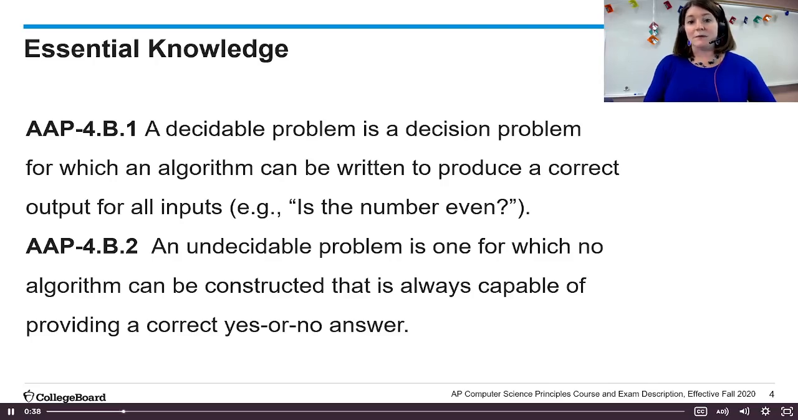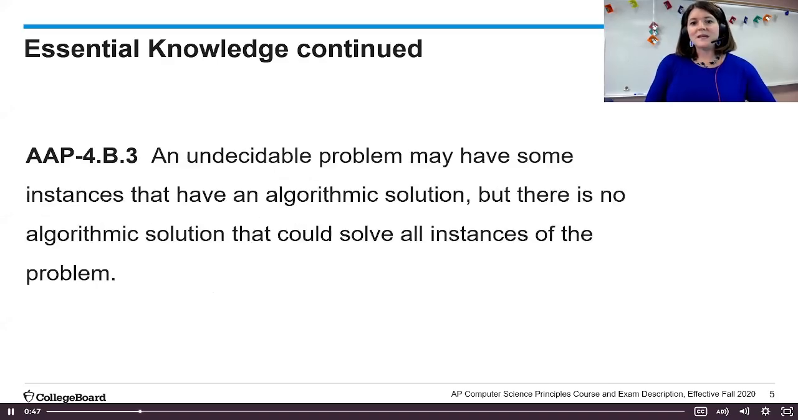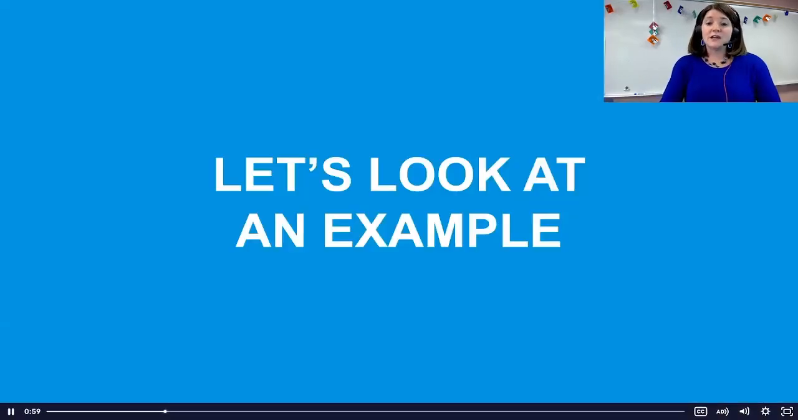So a decidable problem is, for example, is the number even, but an undecidable problem is a problem where you can't always come up with a yes or no answer. An undecidable problem may have some instances that have an algorithmic solution, but there is no algorithmic solution that could solve all instances of the problem. So let's take a look at an example.